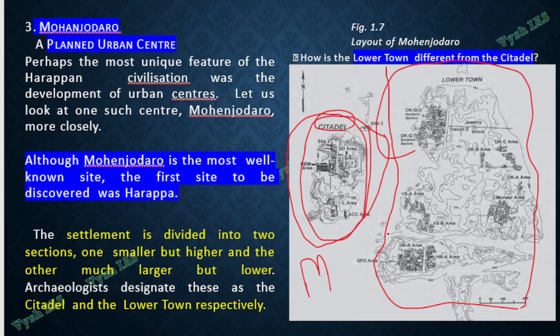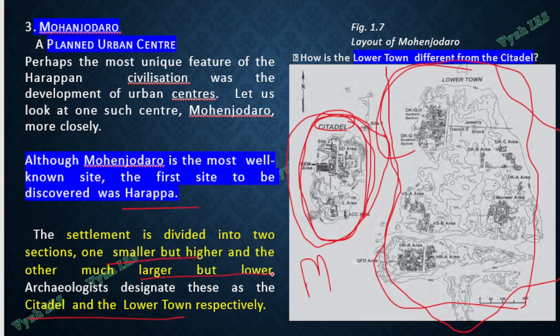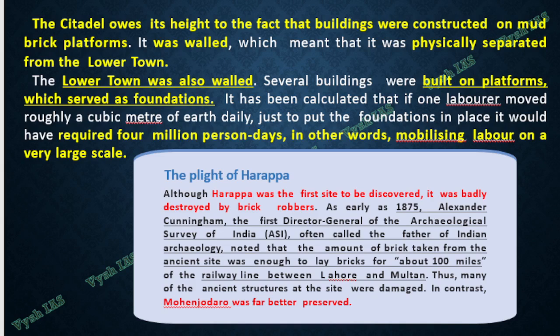Like that some exceptions will come, but generally there is a small citadel at a height, which is royal and walled, and then there is a lower town, which is a bigger area, and it is also walled. Mohenjo-daro is the most well-known site, but Harappa is the first discovered site. Historians call it citadel and lower town. One is smaller but higher, one is larger but lower. This is the basics of how a city looks in the Harappan civilization.